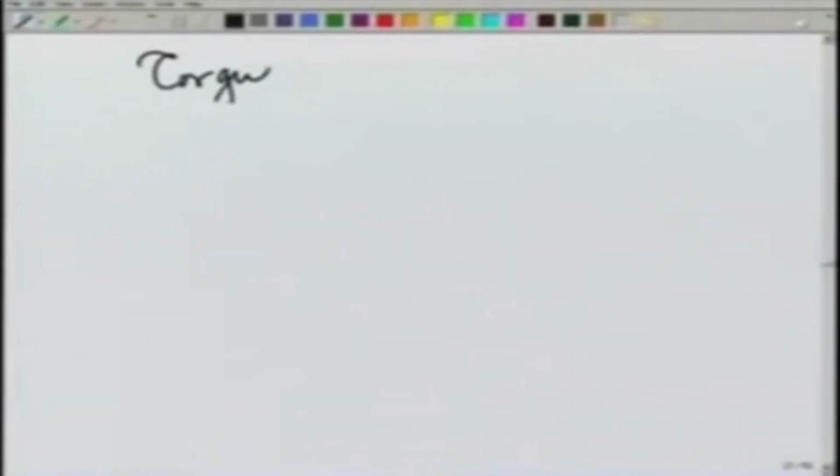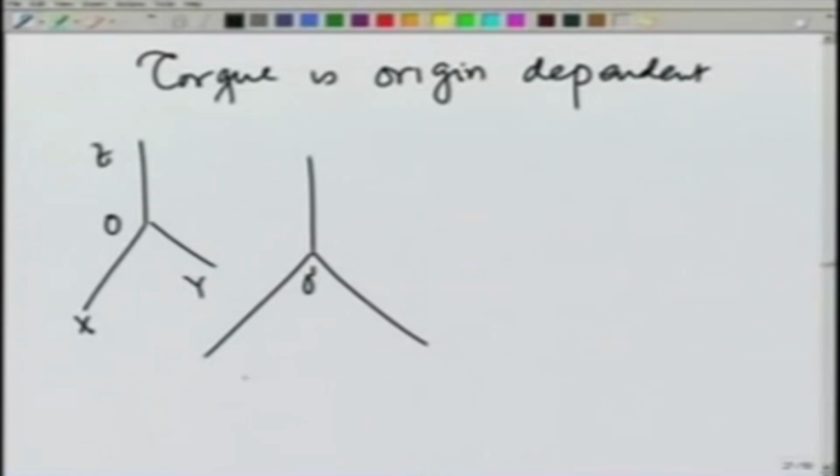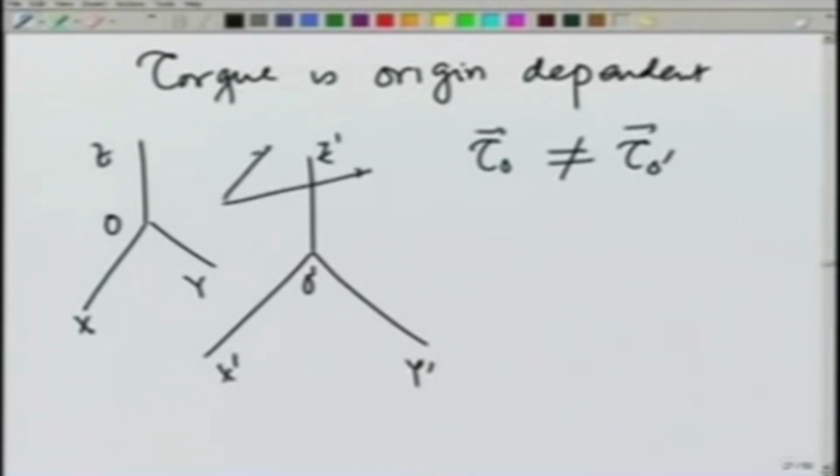In general, since the torque is origin dependent, if I take two particular frames O and O prime, x, y, z and x prime, y prime, z prime, tau O is not going to be equal to tau O prime for a given set of forces F1, F2, F3, F4, which may not even cross them, F5 and so on.